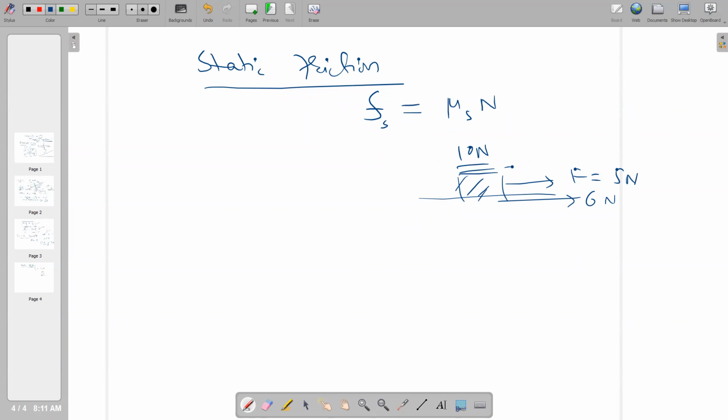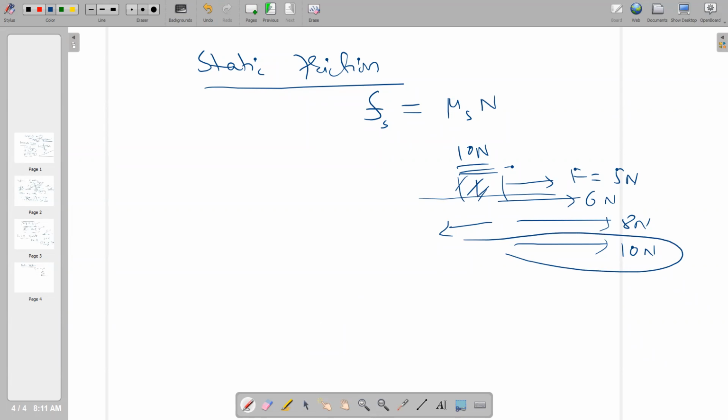It will apply 5 Newton. It will apply 6 Newton. You apply 8 Newton, it will apply 8 Newton. If you apply 10 Newton, then it is balanced. It is not moving. So how much force will it apply? It will apply 10 Newton. Whatever you are applying, it offers you resistance of that many Newton. It doesn't mean that you apply 5 Newton and it gives you 10 Newton. No, if it gave you 10 Newton, then it should move in this direction, but it is not moving.